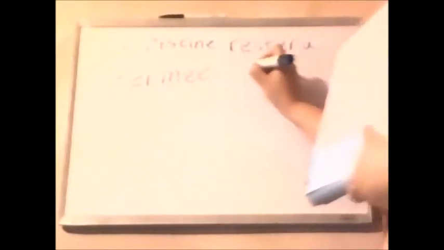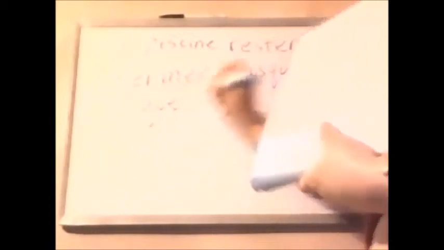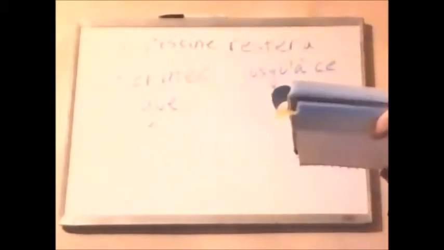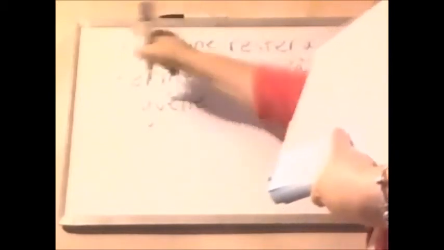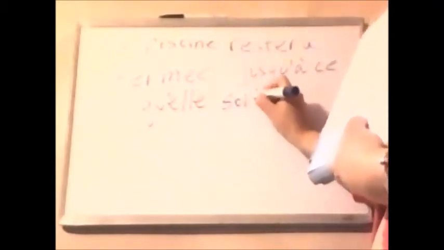And then it was jusqu'à ce que. It's a long one. Let me make sure I spell it right. Jusqu'à ce que. Right, let's do this. Jusqu'à ce qu'elle, that's la piscine, elle. And then être in the subjunctive, soit nettoyé.